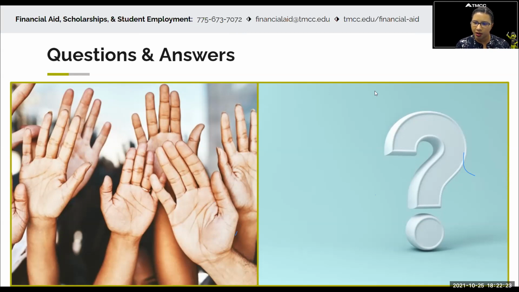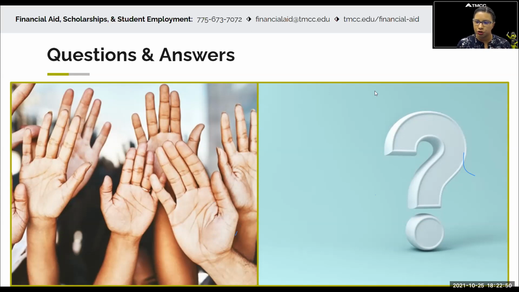When does the packet come out from the Nevada Treasurer for Millennium Scholarship? That's going to be after the student graduates from high school. I've noticed that we usually start to get the packets around July. We start getting the notifications that the student has done that.